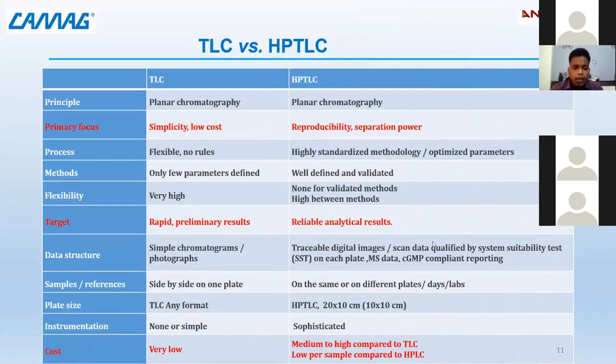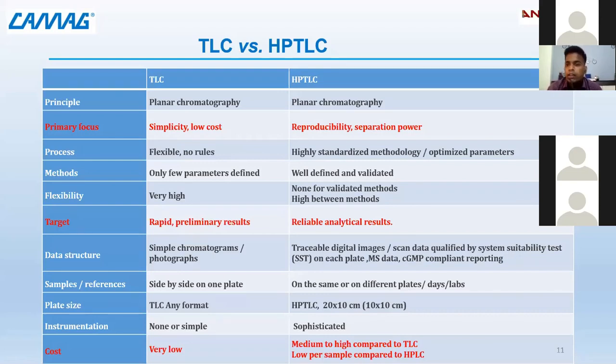Now here you can see the TLC versus HPTLC comparisons. First of all, both are planar chromatography. The primary focus in TLC was the simplest and low cost, but in HPTLC you will get reproducible results. Means if today you are doing one analysis and the same analysis tomorrow or after one week, you get reproducible results.